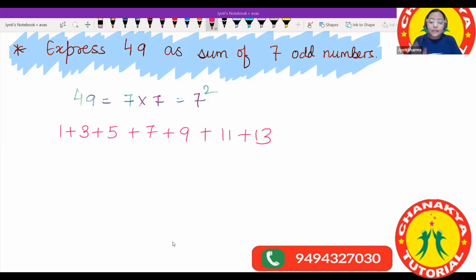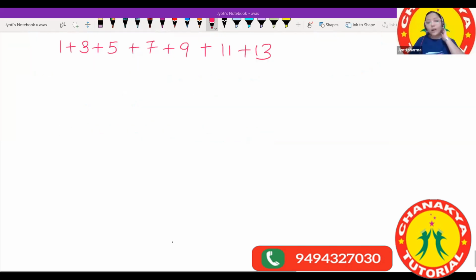49 can be written as 1 plus 3 plus 5 plus 7 plus 9 plus 11 plus 13. Right now I'm just taking one question so that I will come to know whether you understood or not. When I give you an assessment or practice questions, I am going to give you all the questions, and if you face any doubt in that, then I will clear it. All right, now let's move ahead.